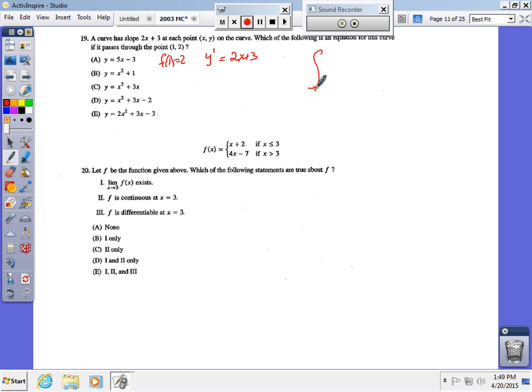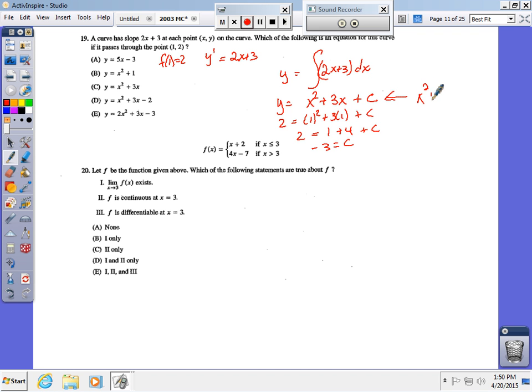All right, so the integral of 2x plus 3 dx. So that's going to give me x squared plus 3x plus c, which is equal to y. And then I'm going to plug in 1 so I can find out what c is. So that's going to be 1 squared plus 3 times 1 plus c. So that's 2 equals 1 plus 4 plus c. That's 5. Negative 3 is equal to c. So right here, x squared plus 3x minus 3.